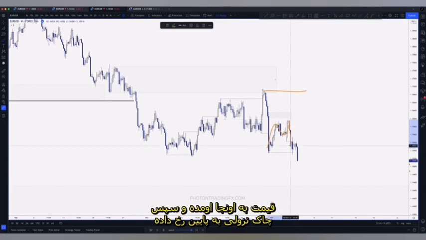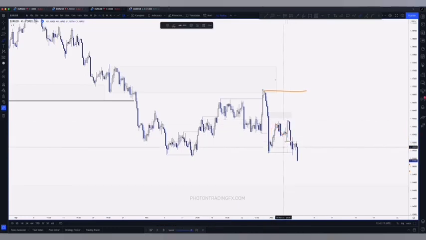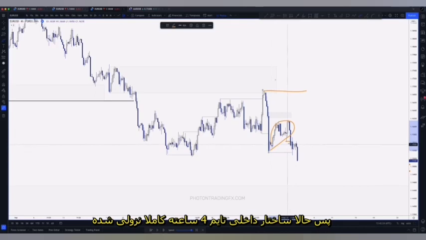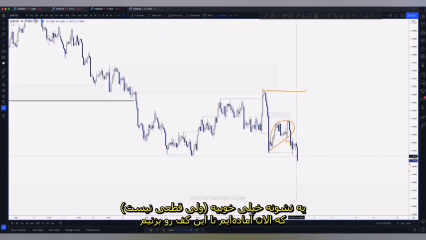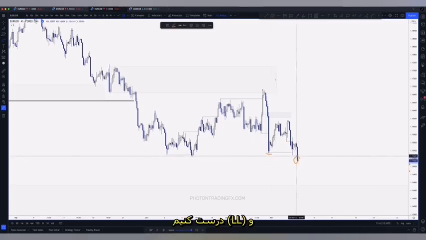Price game there, but then we get a change of character to the downside. So now the internal 4-hour structure at this point is bearish. It's aligned with the swing structure, right? It's obviously a pretty good sign, not a guarantee, but a pretty good sign that we're ready to now take out this low and form that lower low.